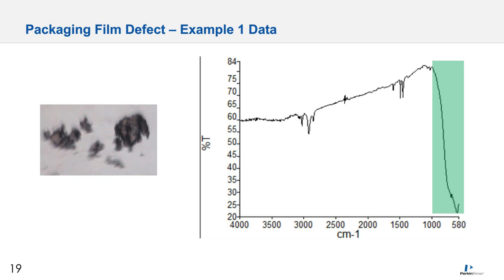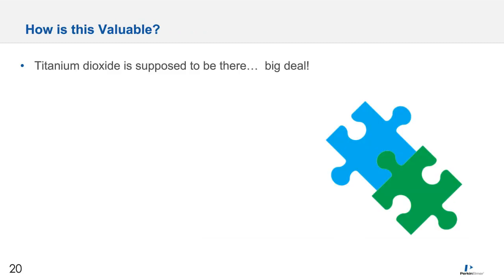So how is this valuable to the user? This is an important question to always consider when looking at analytical instrumentation. What does this mean? Yes, we expect to see titanium dioxide in the product because we're adding it as a raw material.